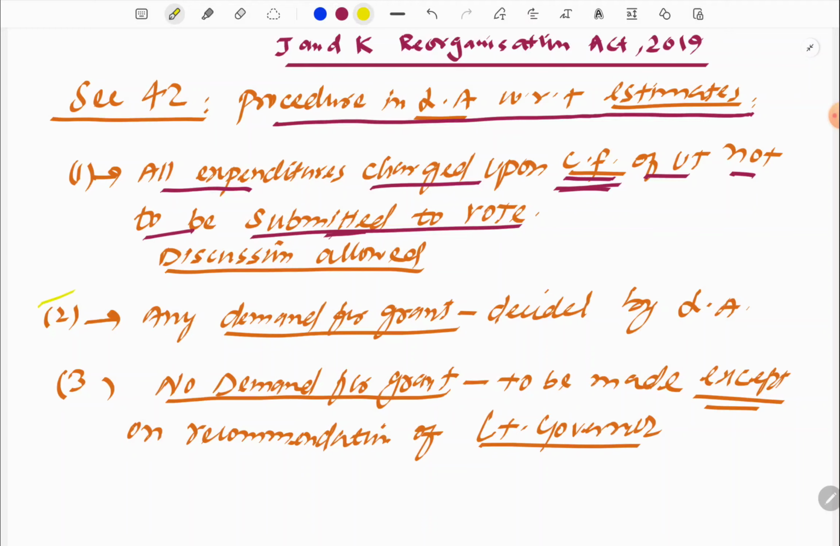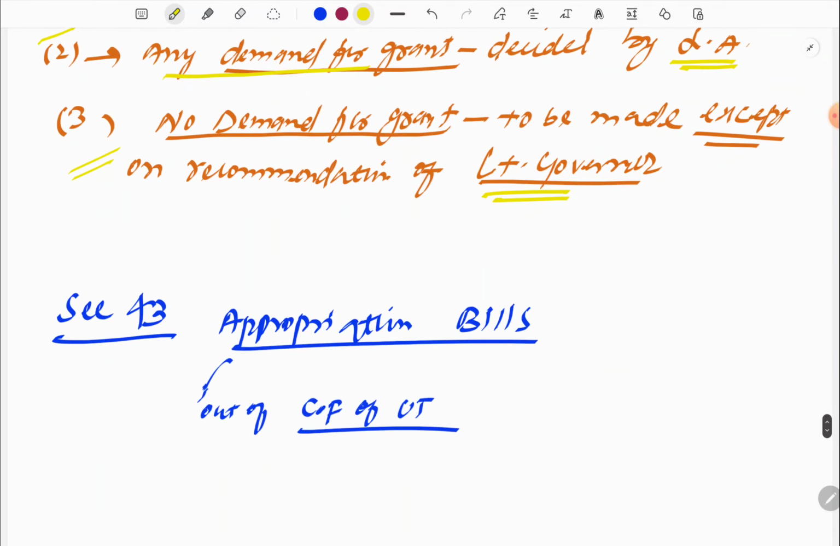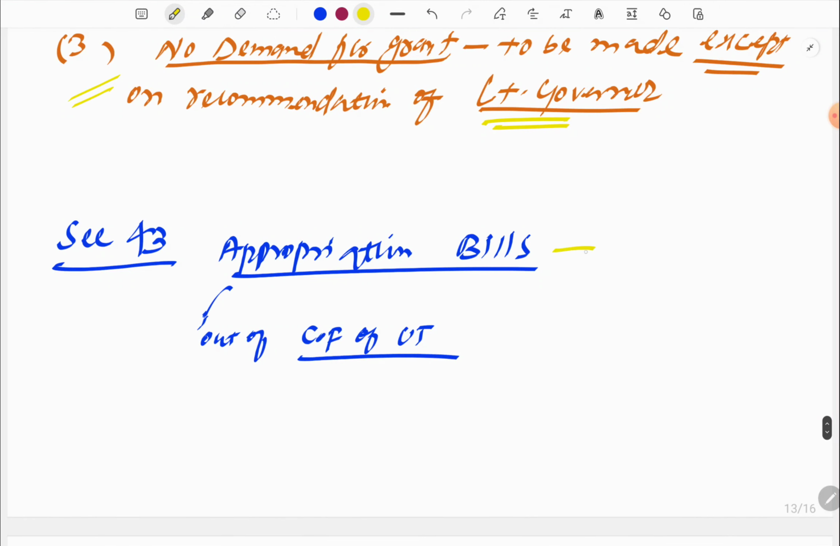Now another subsection tells us about any demand for grant decided by the legislative assembly. If there has to be a demand for any grant, that will have to be decided by the legislative assembly. And the third important point is that no demand of grant shall be made except by the recommendation of the lieutenant governor. If the lieutenant governor does not recommend the demand for grant, there shall not be any demand for grant. Simple.